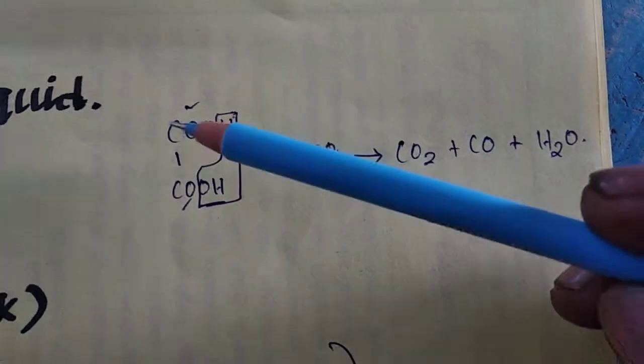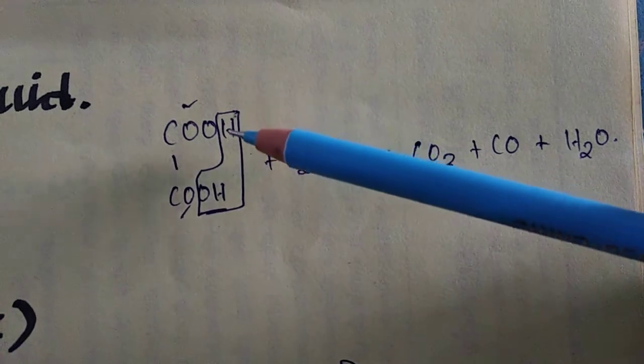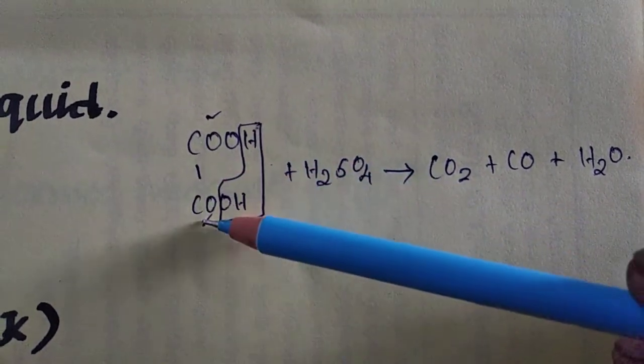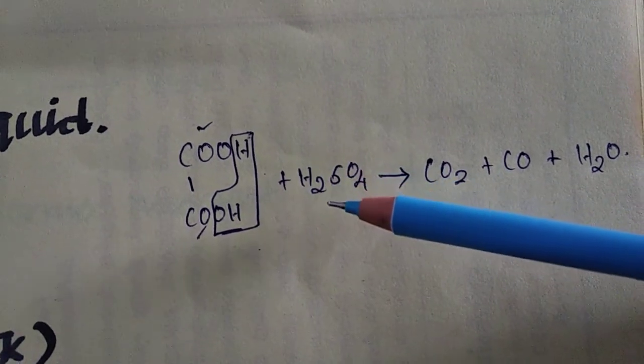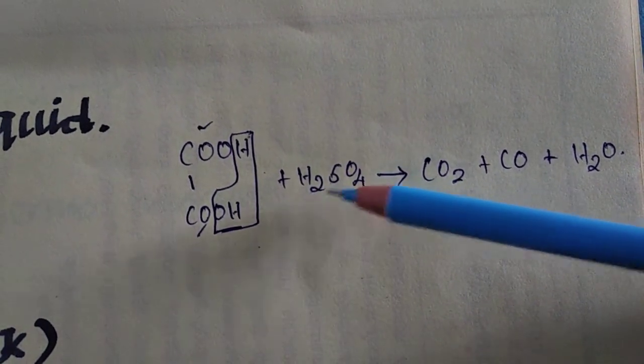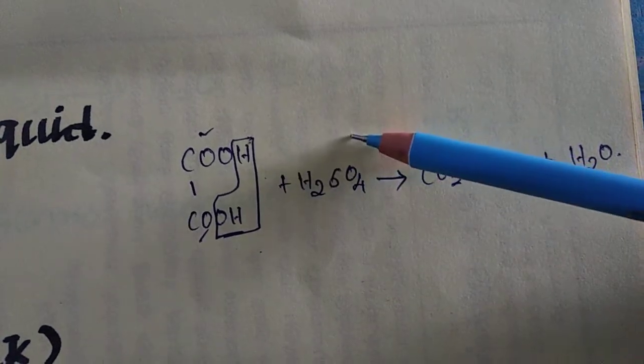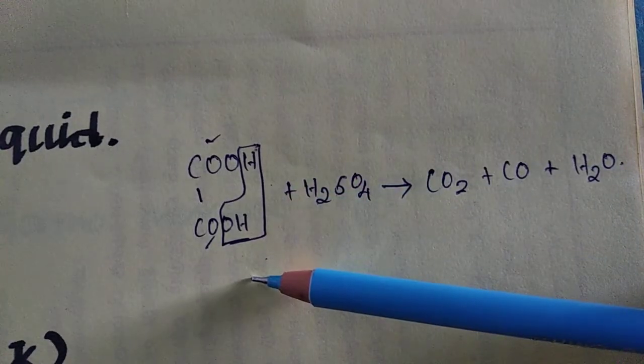Okay students, this is the formula for oxalic acid. COOH twice can be written as COOH single bond COOH. It is treated with sulfuric acid, H2SO4. So on the addition of this H2SO4, a molecule of water is removed.